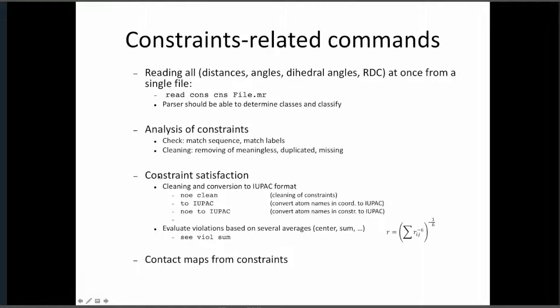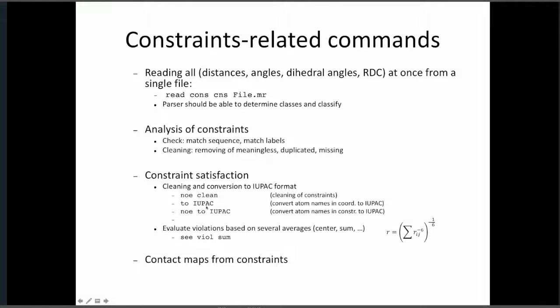So in order to do the constraint satisfaction, that is, I guess, the most useful feature. You just read the coordinates, you read a set of restraints, and you want to see how the constraints or restraints match the coordinates. The best way to do that, it will do in several steps. The first one is the cleaning, just avoiding the meaningless or duplicated ones. The word is "noe clean", so it will clean all the constraints.